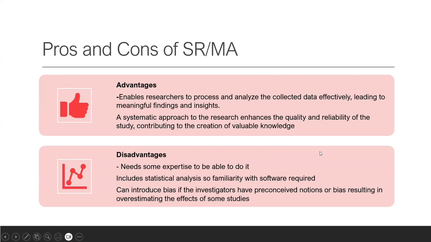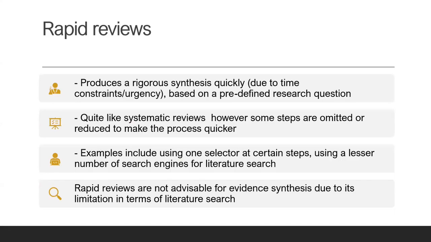Systematic reviews enable researchers to process and analyze collected data effectively, which means you get meaningful results and findings. Disadvantages are it needs some expertise, it's difficult to do, and it includes statistical analysis. The risk of bias is pretty much less in systematic reviews unless you introduce some sort of bias, and that can result in overestimating certain studies' effects.